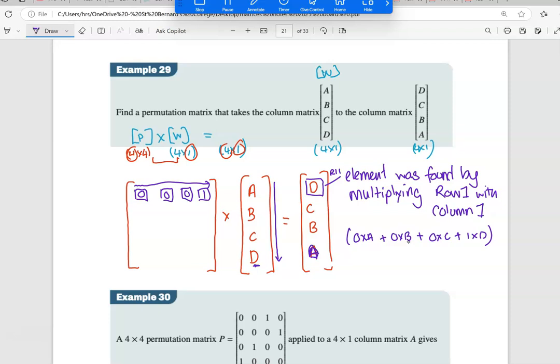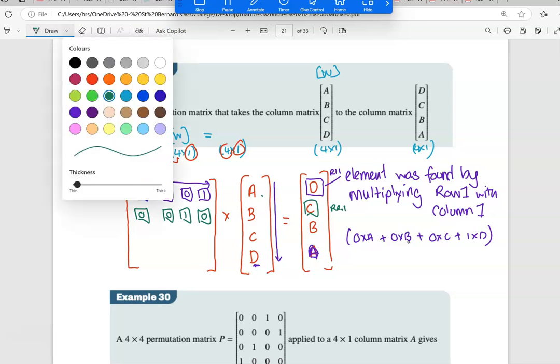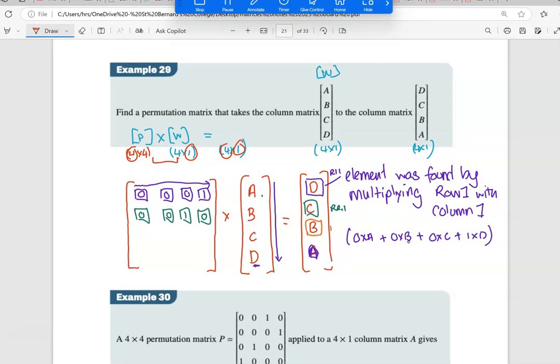When I'm in row 2, say this one was found by going row 2 with column 1. So I want which letter to show? I want C. So where does C occur? On the first or the second or the third? Can you see if I put a 1 there, it will show the C? Yeah? And then, what's the next one? This guy is row 3. What letter do I want to show? So I'll put a 1 here. Would you agree? Yeah. So we go like that and 0 elsewhere.